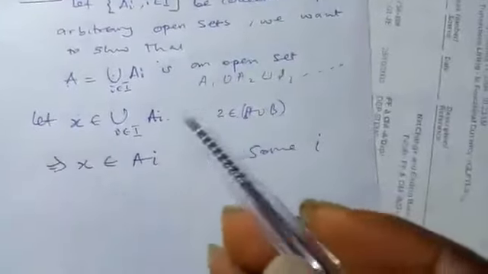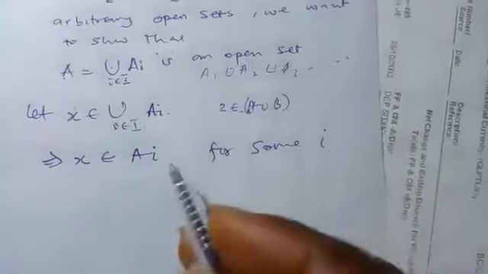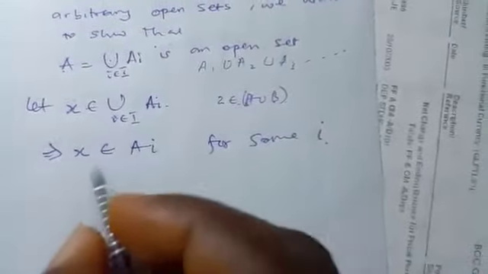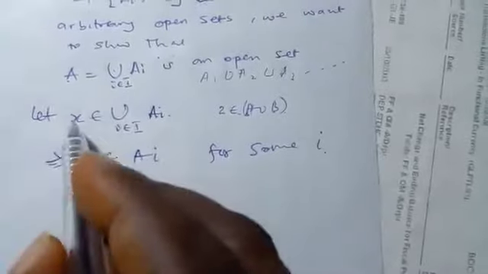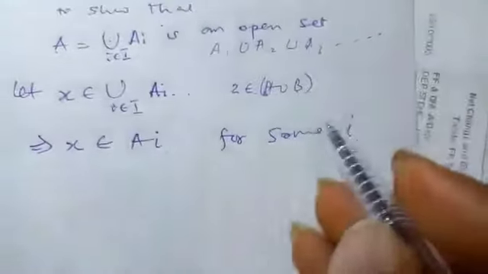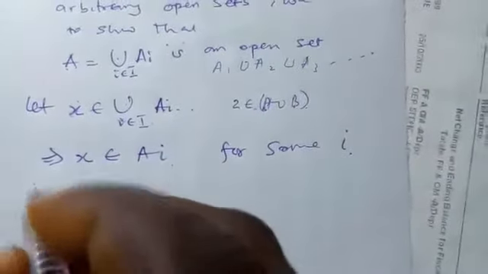Because it is not all the A1, A2, A3 that this x will belong to. It may belong to some of them. So that is why we said for some i. For some i means i is our 1, 2, 3 index number like that. Now, we have seen that if x belongs to the union, then x belongs to one of them, for some i.